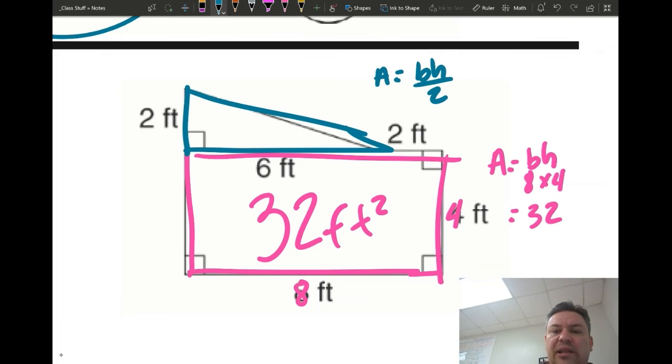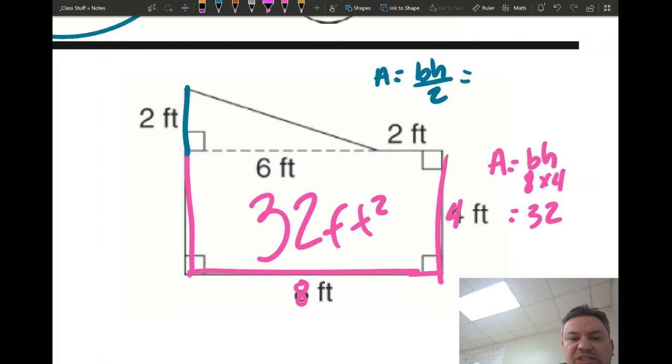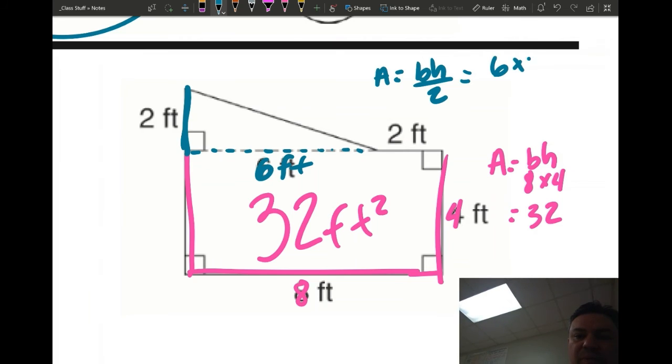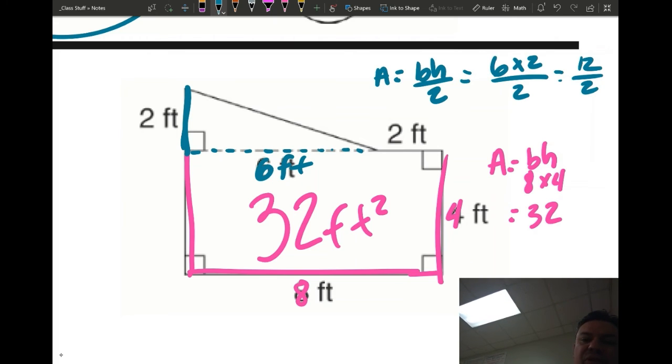So now you got to look at this and see, well, the bottom of it, if you erase this right here, look at this dotted line. The 6 represents that dotted line. So the base is going to be 6. The height is going to be 2. Then divide by 2. 6 times 2 is 12 divided by 2. So the area for the triangle is going to be what? 6. 6 feet squared.